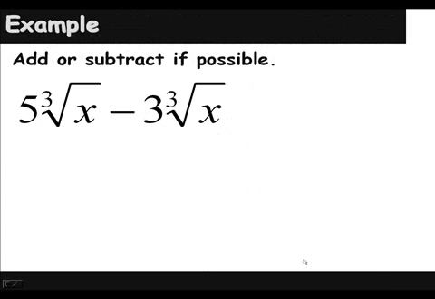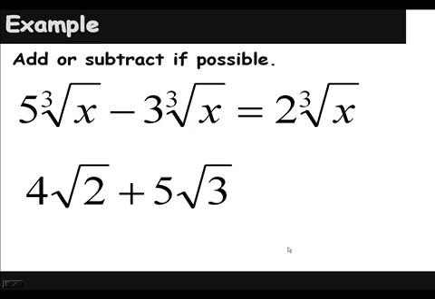Add or subtract if possible. Well, I've got 5 times the cube root of x minus 3 times the cube root of x. Since these are like terms, I can go ahead and do that. It is possible. It's 2 cube root of x. The next one, I got 4 root 2 plus 5 root 3. These are not like terms, so it's not possible to simplify.